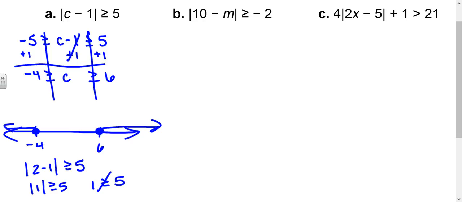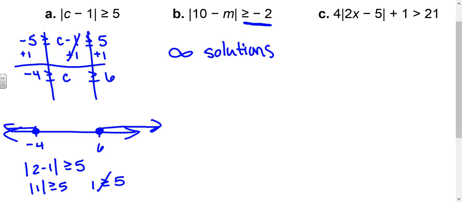Okay, letter B. The absolute value of 10 minus m is greater than or equal to negative 2. So let's think about that. The absolute value of something is greater than or equal to negative 2. Well, we have a negative number over here. If I take the absolute value of negative 25, I would get positive 25. If I take the absolute value of 0, I get 0. If I take the absolute value of positive 99, I get 99. All of those numbers are always greater than or equal to negative 2. So no matter what number I plug in for m, I'm always going to get an answer that's greater than or equal to negative 2. So this one is infinite solutions.